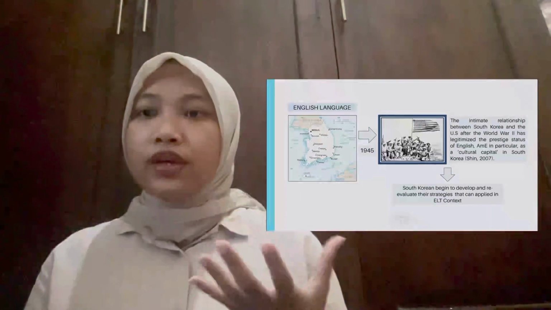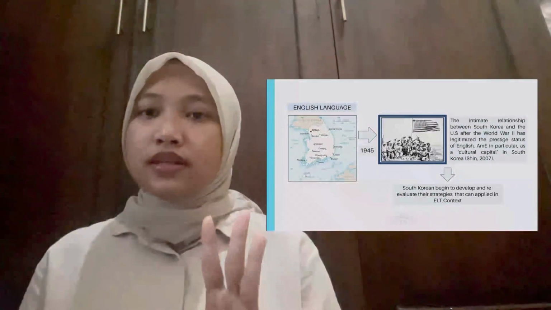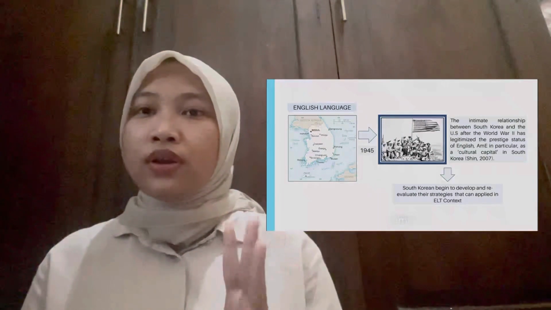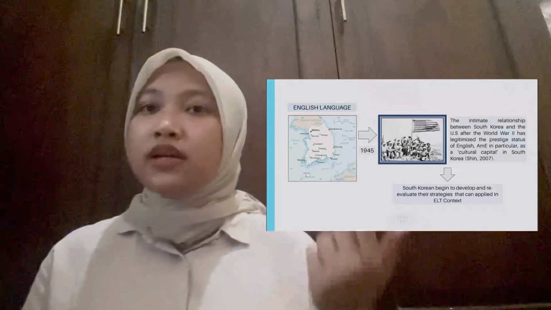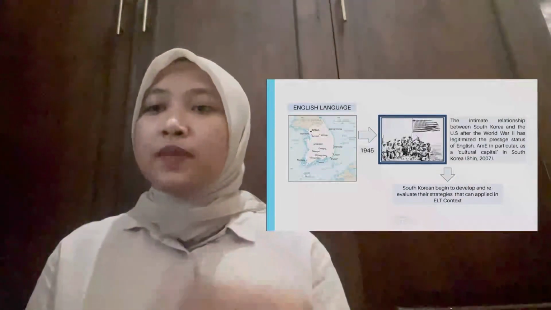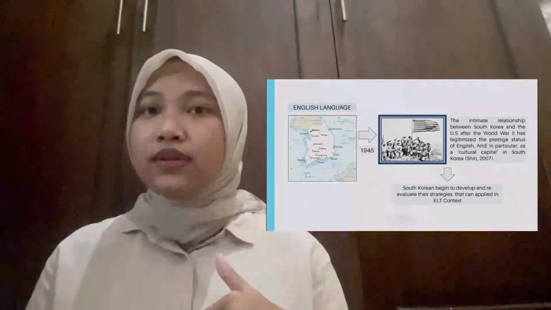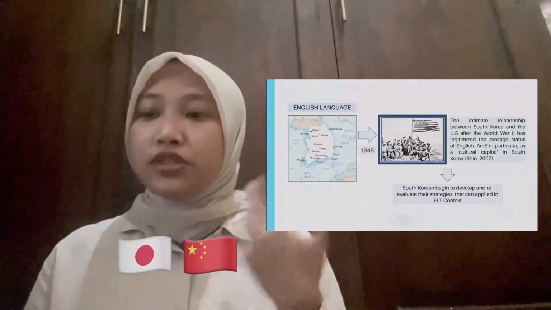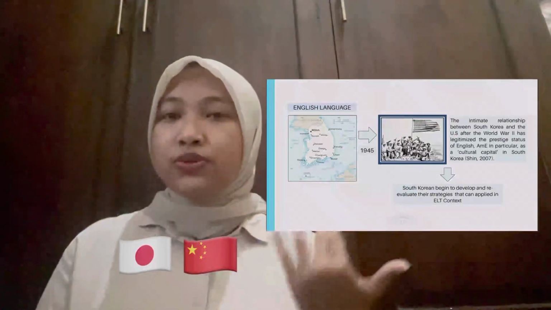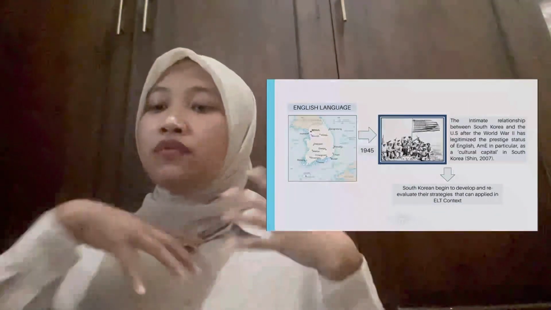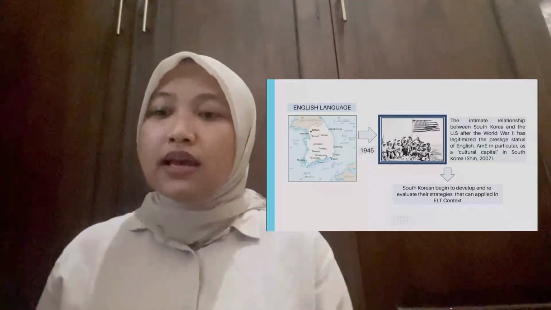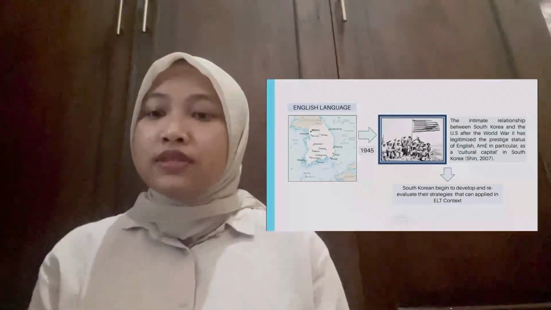If you don't know, in the ELT context there are three circle countries based on their languages: the inner circle, the outer circle, and the expanding circle. South Korea is included in the expanding circle countries, with China and Japan, which treat English as a foreign language. So since then, South Korea began to develop and evaluate its strategies in the English language teaching context. Those are the explanations about the background of the study and a short literature review.